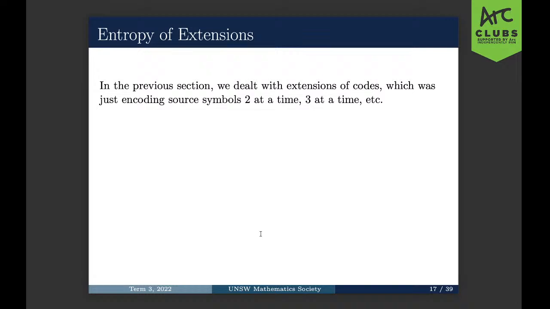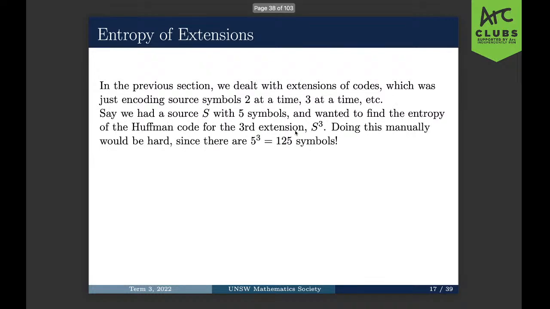Okay, so in the previous section, we also dealt with extensions of codes. By previous section, I mean Monday. We dealt with extensions, and it was just encoding source symbols 2 at a time or 3 at a time, etc. So I'll give you an example. If we had a source with 5 symbols and we wanted to find the entropy of the Huffman code for the third extension, that would be really, really hard and tedious. I would not do that because there are too many symbols. There are 125 symbols. Imagine calculating those p log p values 125 times.